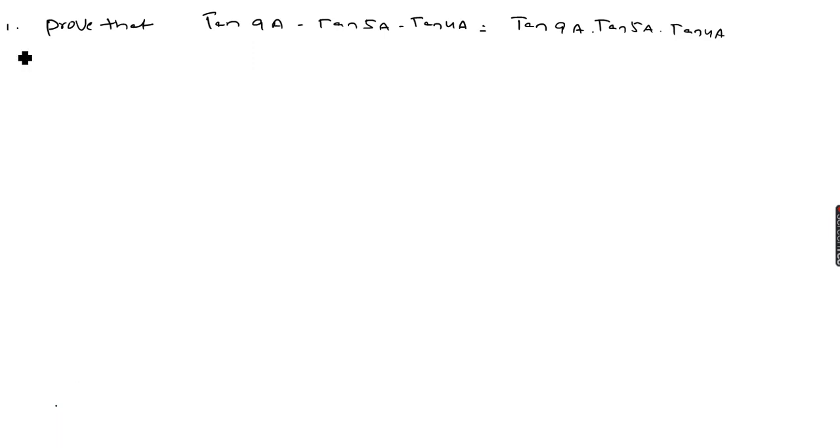So now the question is, prove that tan 9a minus tan 5a minus tan 4a is equal to tan 9a into tan 5a into tan 4a. So first we take that 9a can be written as 5a plus 4a. Here we have a tan, so apply tan on both sides.